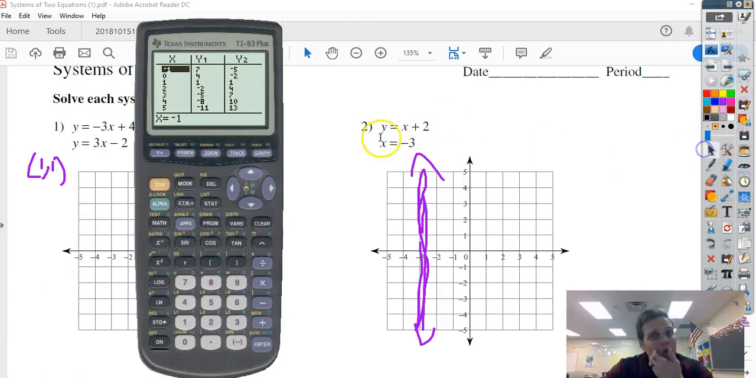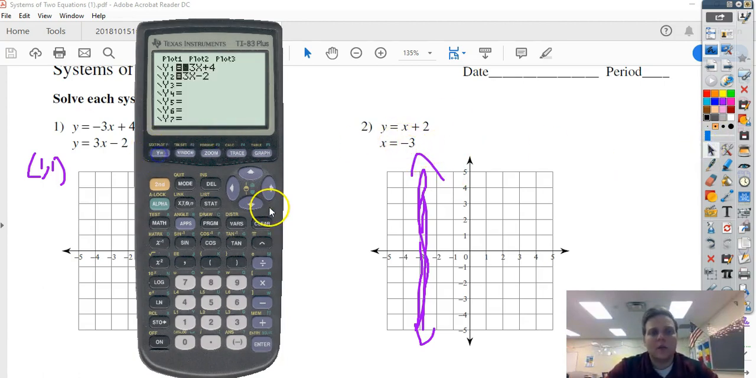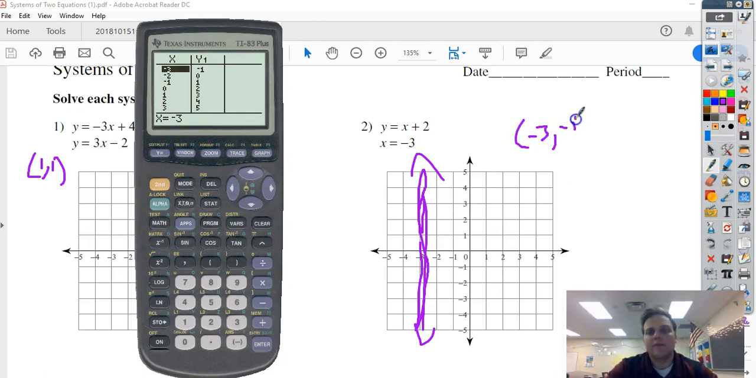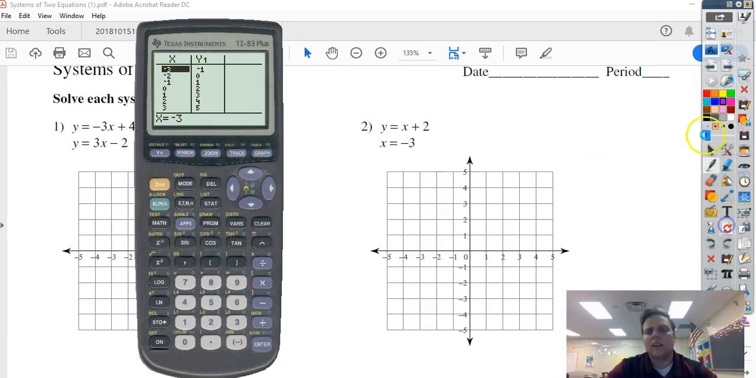So I can type in the other one's y value, y equals x plus 2, and hit graph. Then I go to the table and look for where x is negative 3. When x is negative 3, what is y? Negative 1. Bam, that's where they meet. They meet at (-3, -1). Alright, let's try number 3.